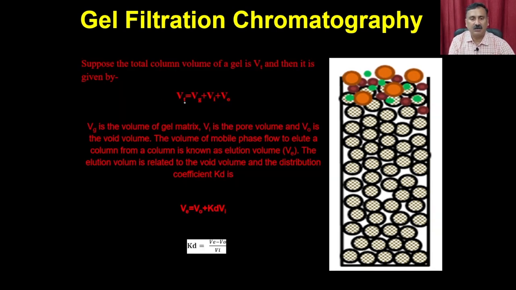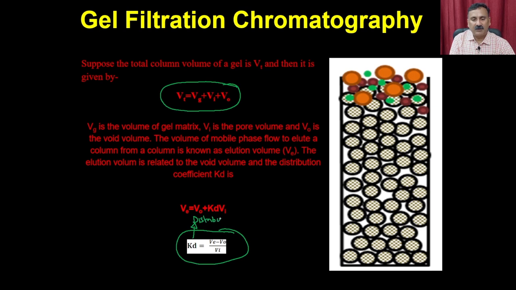So for calculating the distribution coefficient, you have to determine some parameters. For example, you have to determine the VT, which is the total volume of the gel. Then you also have to calculate the void volume, and you also have to calculate the elution volume. Utilizing this information, you can calculate the KD value, which is VE minus VO divided by VI.